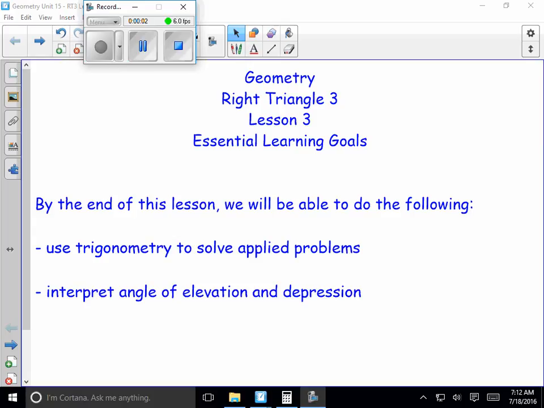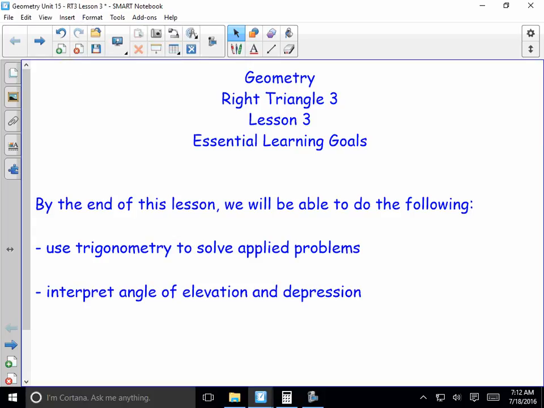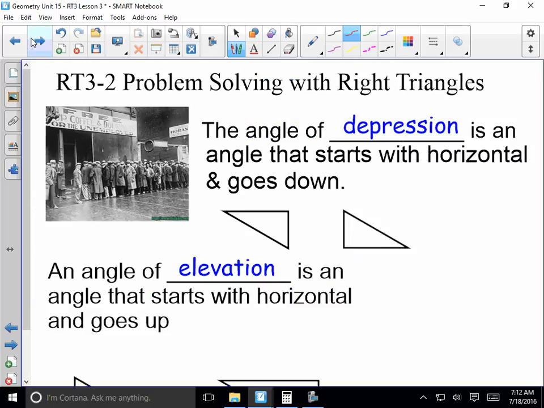Hello, and welcome to today's lesson where we're going to be working with trig functions to solve some application problems. And one of the biggest things we're going to be looking at here, because it is one of the biggest issues when students are setting up these application or word problems, is the idea of the angle of elevation versus the angle of depression. So now, when we look at the angle of depression, it's an angle that starts with the horizontal and goes down.